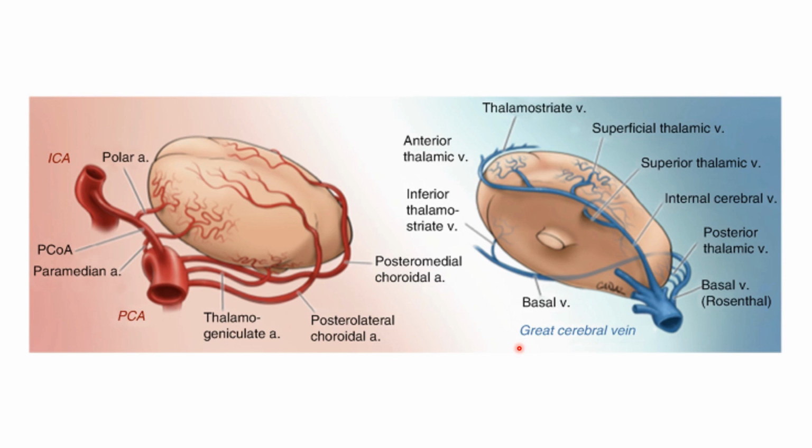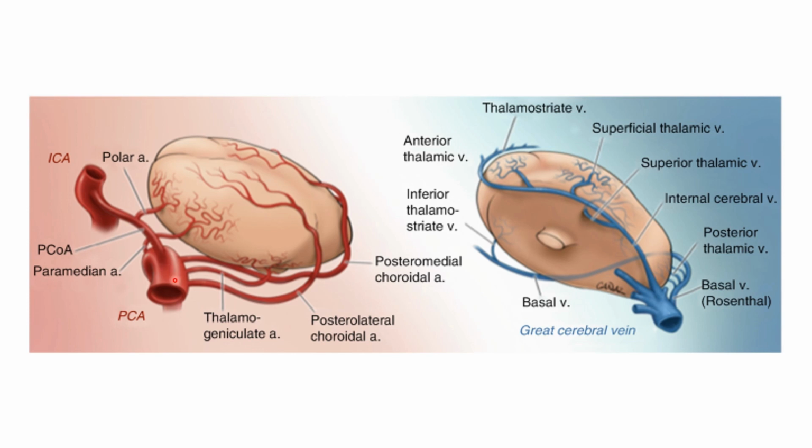Septal vein with thalamostriate forms internal cerebral vein. With the inferior sagittal sinus, it forms the vein of Galen, and then before that and finally forms the straight sinus. So this is a pictorial representation of the arterial and venous supply.